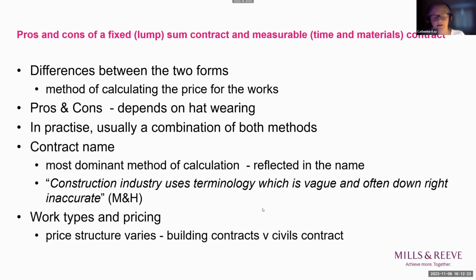They say the construction industry uses terminology which is vague and often downright inaccurate. Well, perhaps on occasion that might be correct. For example, in a fixed price contract, it's the method of price that's calculated and fixed. It's the actual method only, really. In terms of lump sum contracts, Lauren touched on lump sum earlier. It doesn't actually mean that there's a single lump sum payment, only that specified work is to be done at a quoted price. So there can be a little bit of ambiguity about the descriptions we give to our contracts.